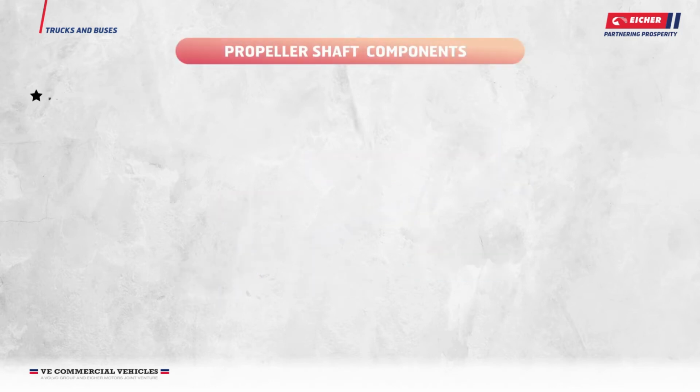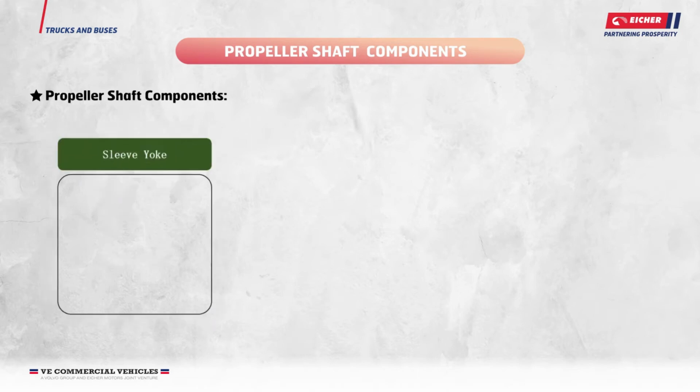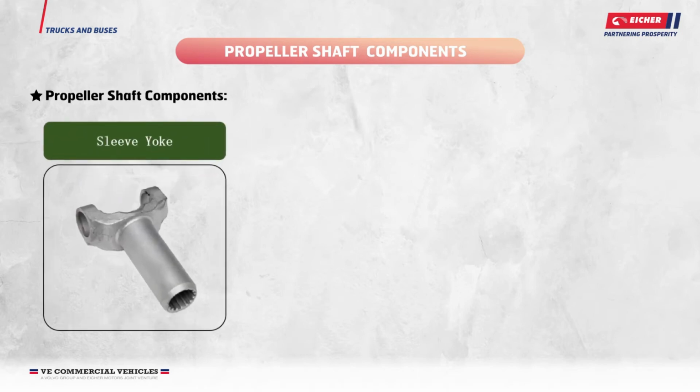Propeller shaft components. Slip yoke. The slip yoke connects the transmission to the propeller shaft. It also connects one propeller shaft to another in a multi-shaft application. It consists of internal splines which match with the external splines of the shaft.